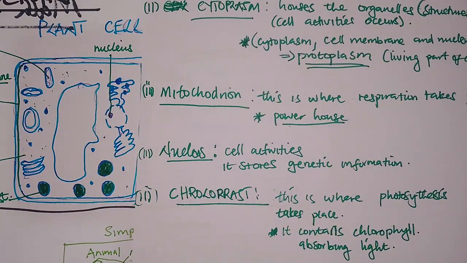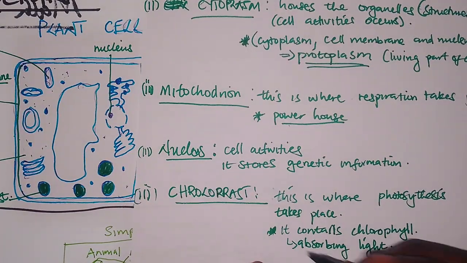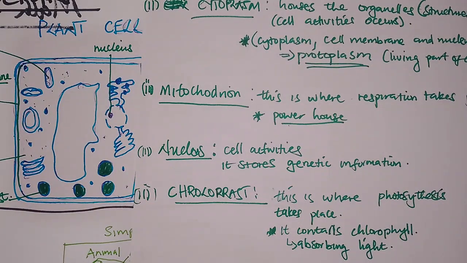Yeah, so this is how you should be understanding biology. You start from the beginning. What is the chloroplast? This is where photosynthesis takes place. Because this is where photosynthesis takes place, it has to contain what? Chlorophyll, which traps light for what? For photosynthesis to take place.